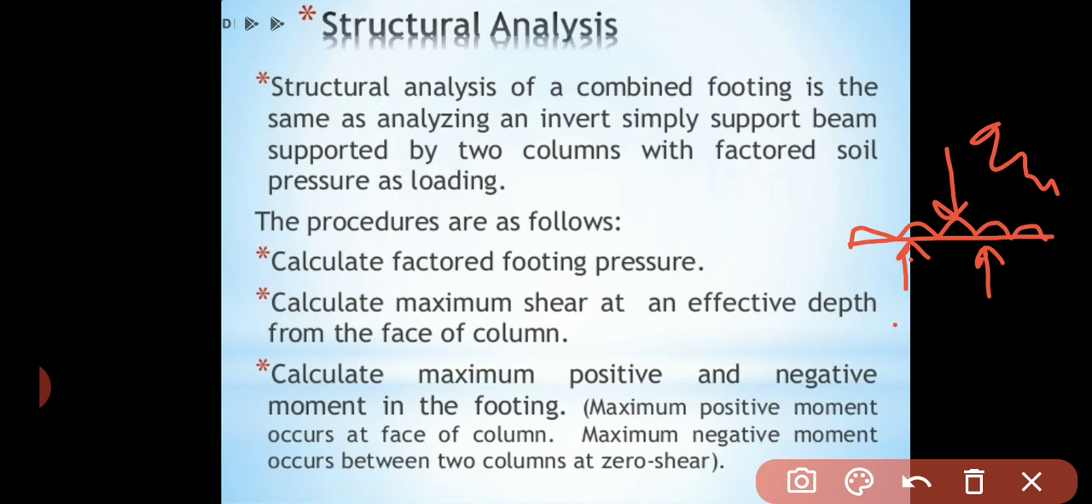The procedures are as follows: calculate factored load of footing pressure, calculate maximum shear at an effective depth from face of column, which will be required for taking the checks. Calculate maximum positive and negative moment in the footing. Maximum positive moment occurs at face of column. Maximum negative moments occur between two columns at zero shear.